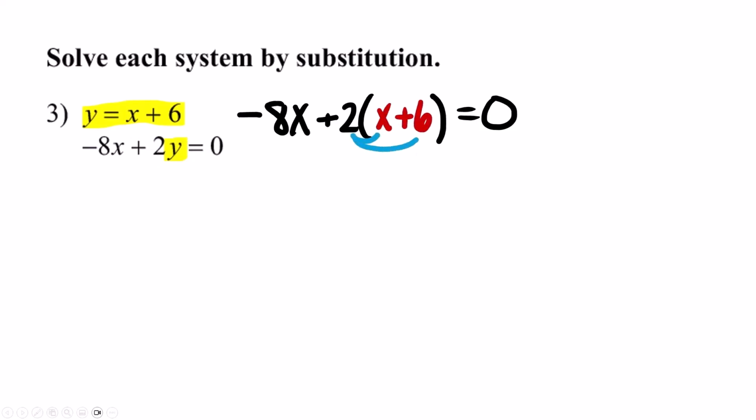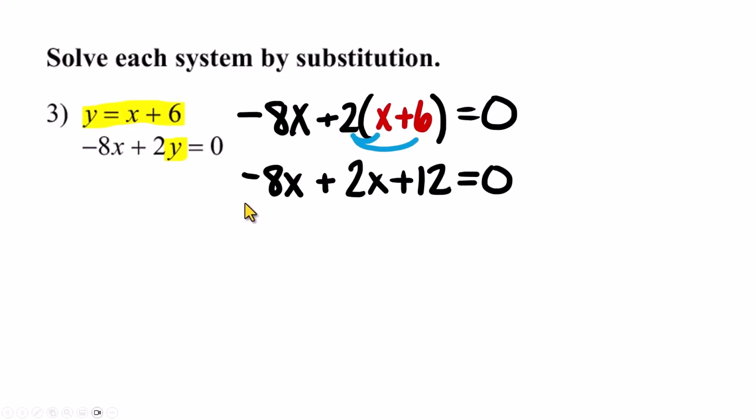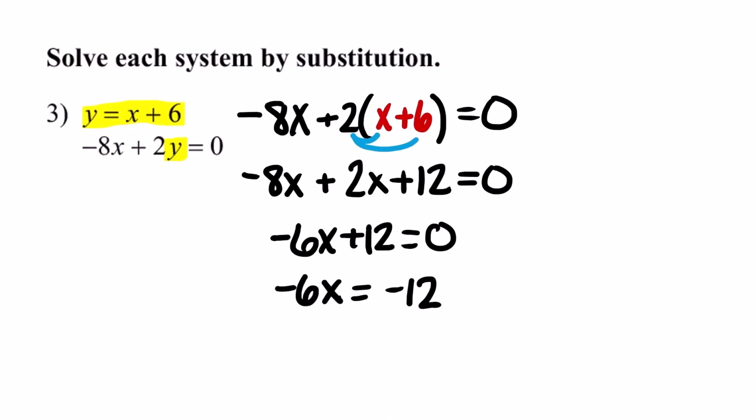Now we do distributive property. Negative 8x plus 2x plus 12 equals 0. When you combine the negative 8x with the 2x, you're going to get a negative 6x, so negative 6x plus 12 equals 0. I'm subtracting 12 from both sides, and I'll have negative 6x equals negative 12. Divide by negative 6, you get x equals 2.